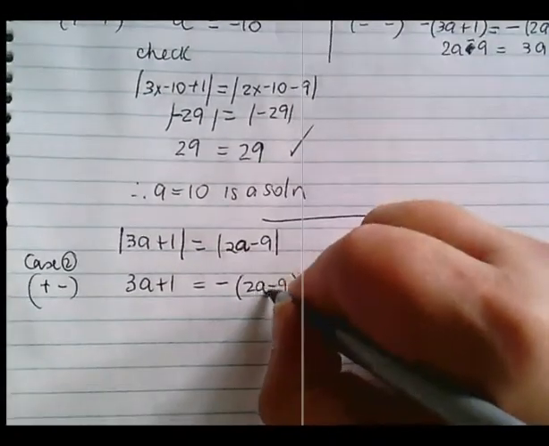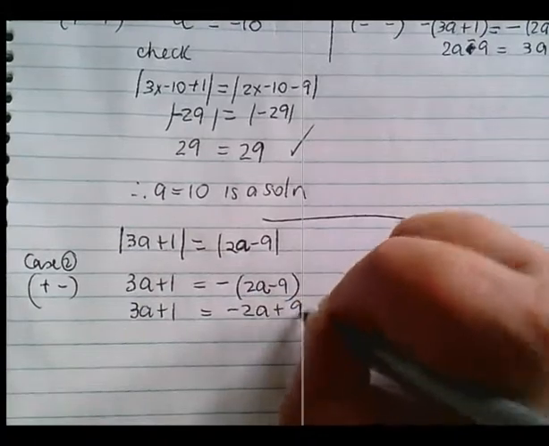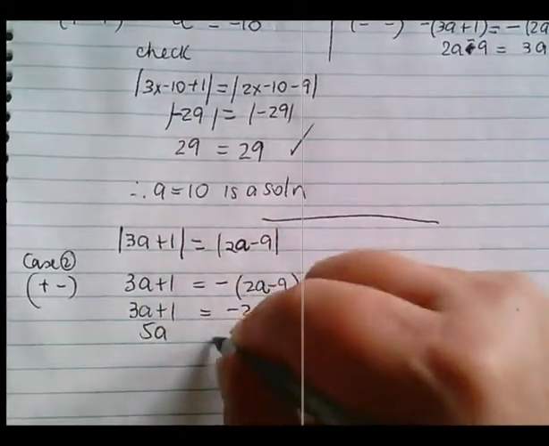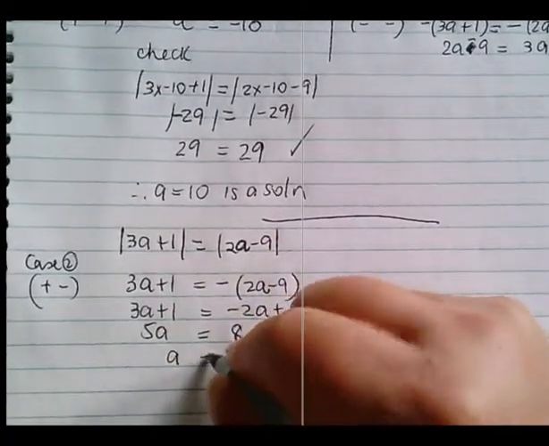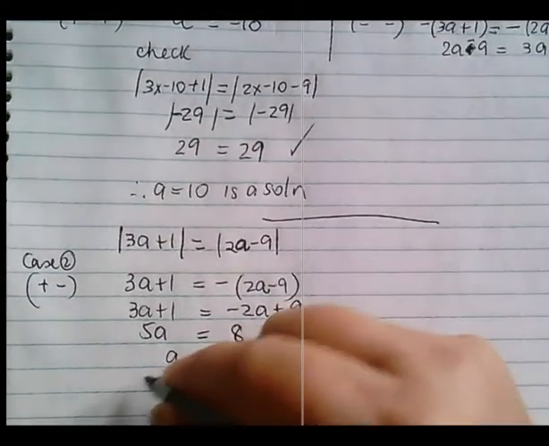My a's look like 9s. So I've got 3a plus 1 equals -2a plus 9. I've got 5a equals 8. A equals 8 over 5. I'm going to have to check that as a solution.